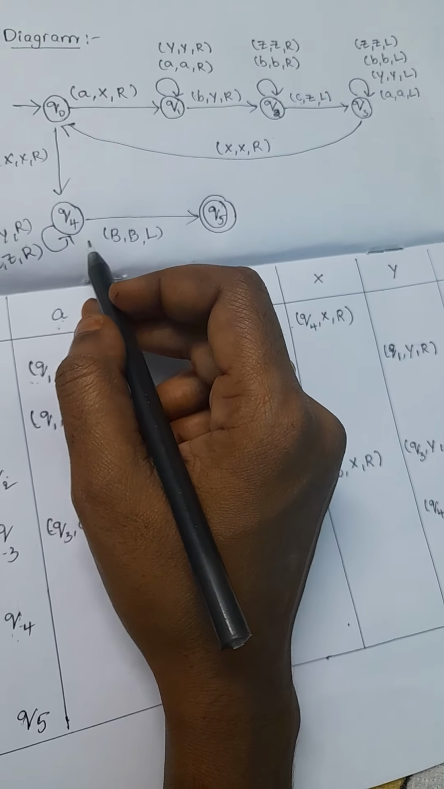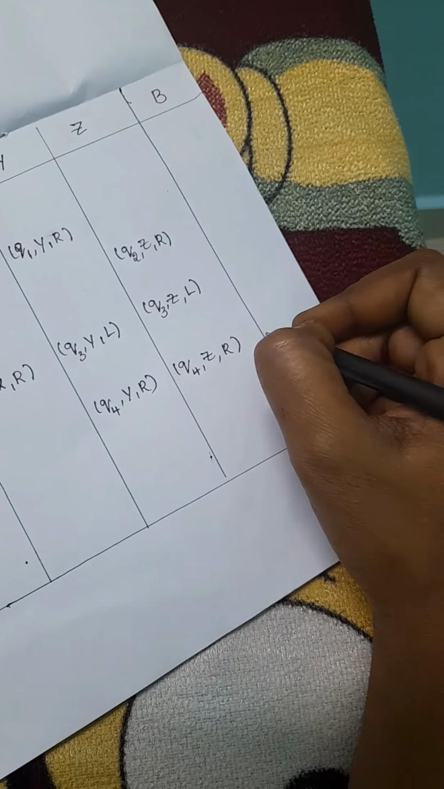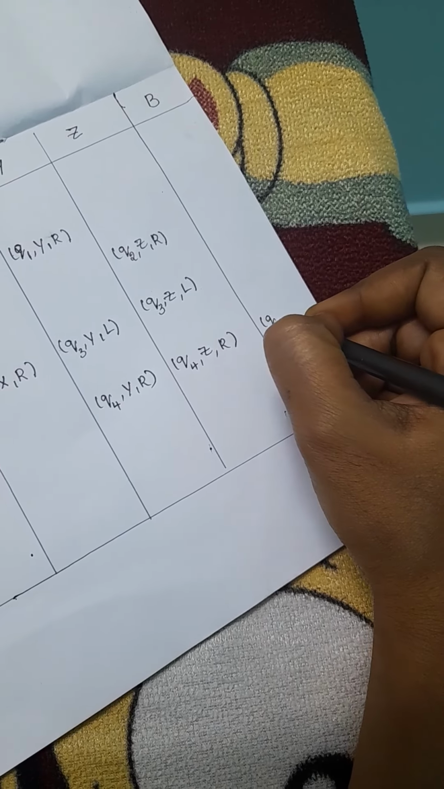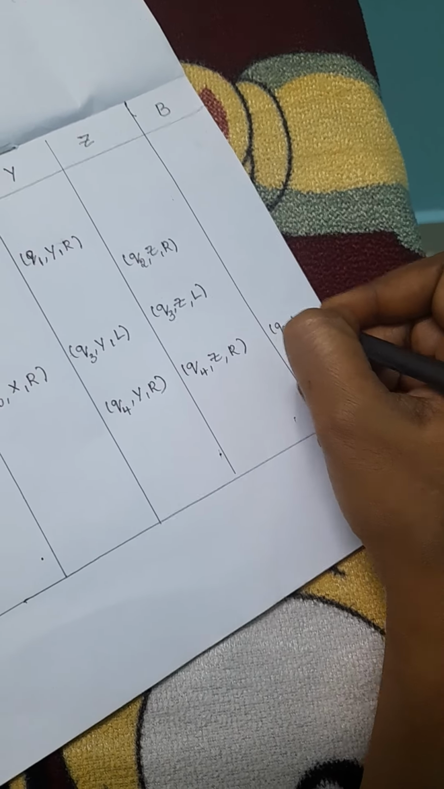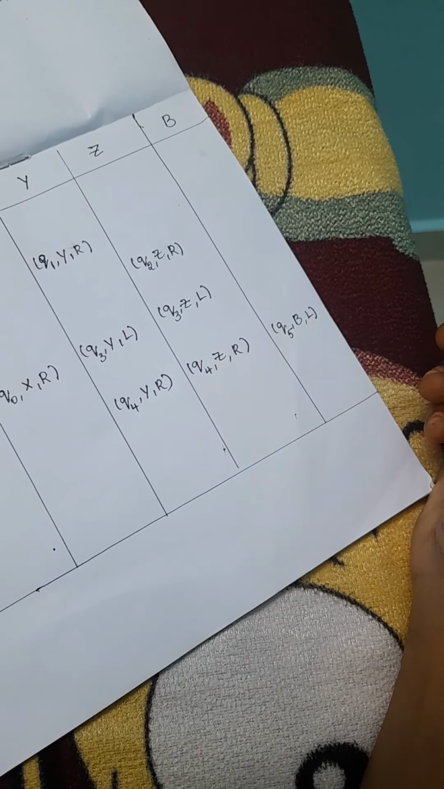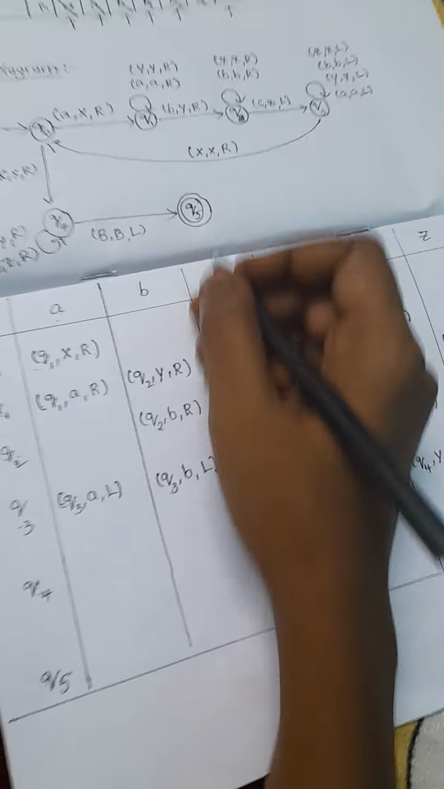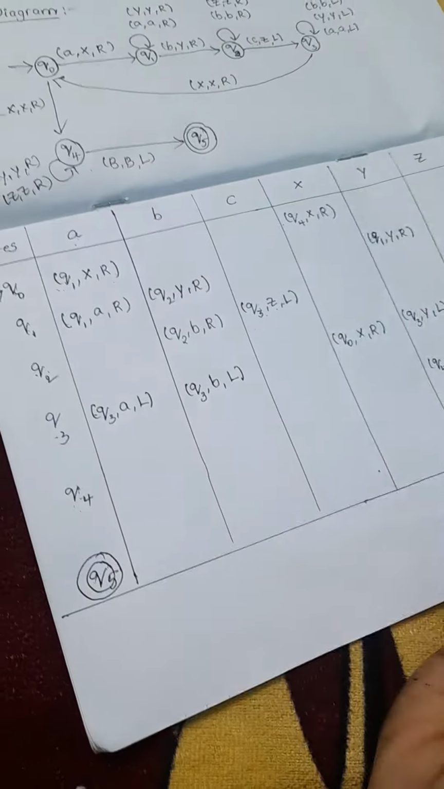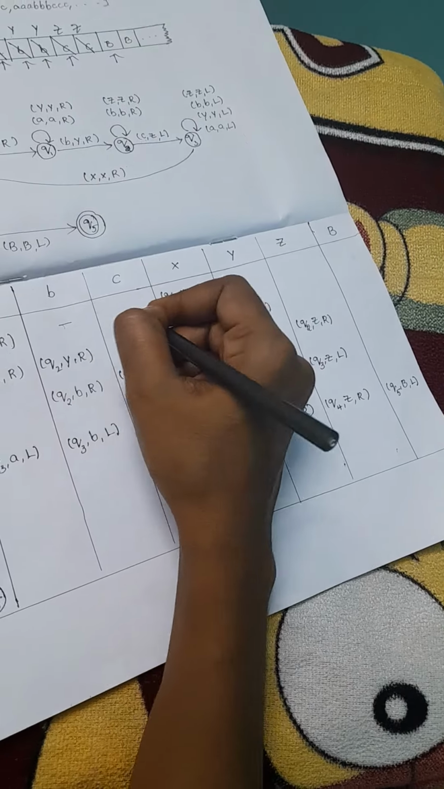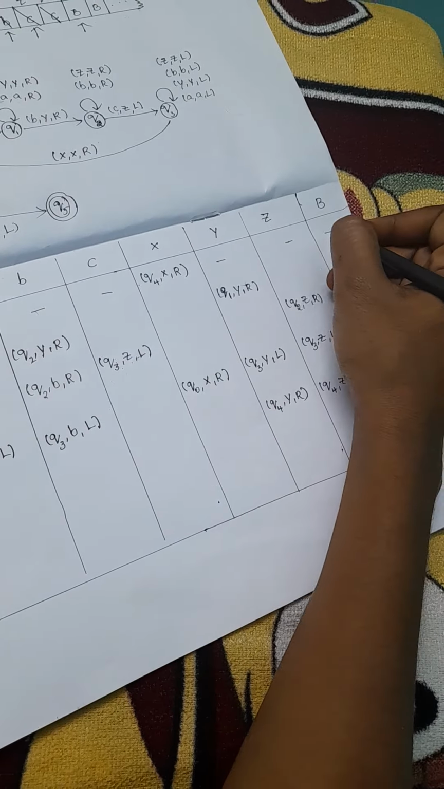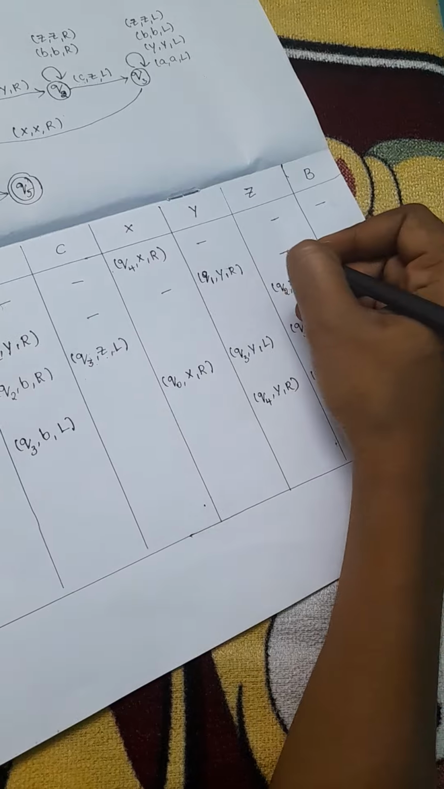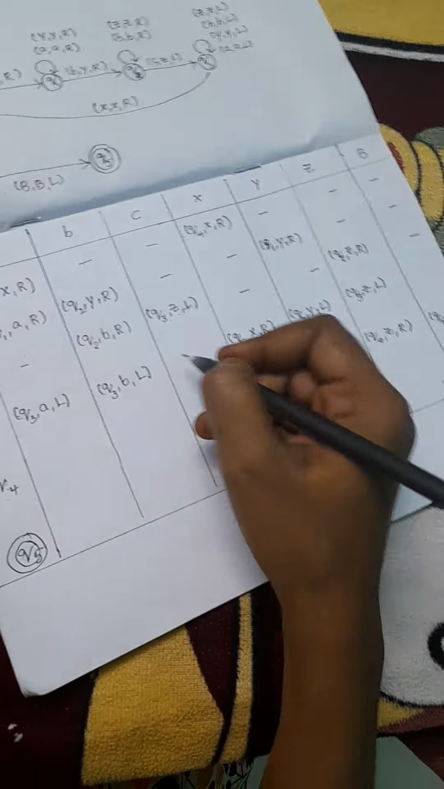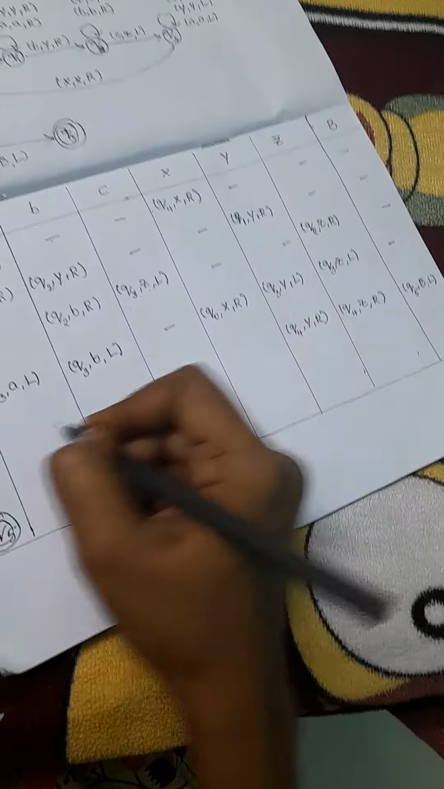And finally from Q4 we are reading the blank symbol. So we will move to the Q5 state and B remains B only, we need to move left side or right side. So right now we are in the Q5 state. For the final state there are no transitions, and whatever the leftover functions are, they are undefined transition functions. So you just keep hyphens in place of them.